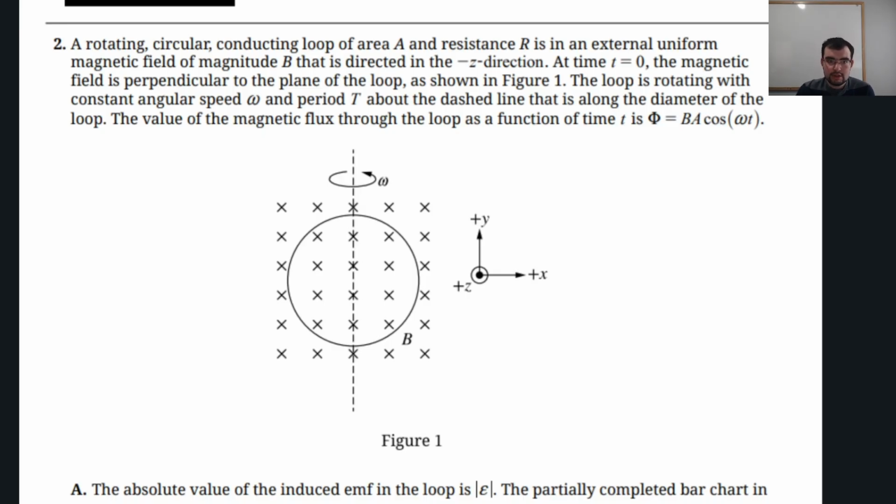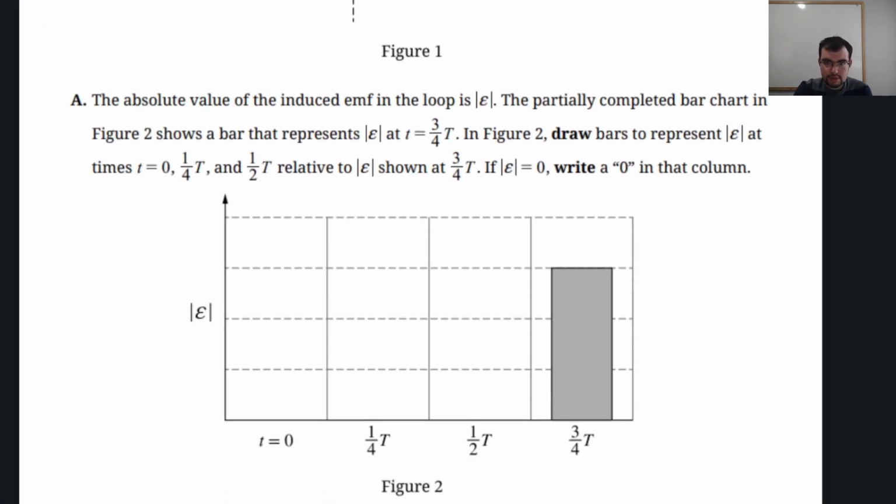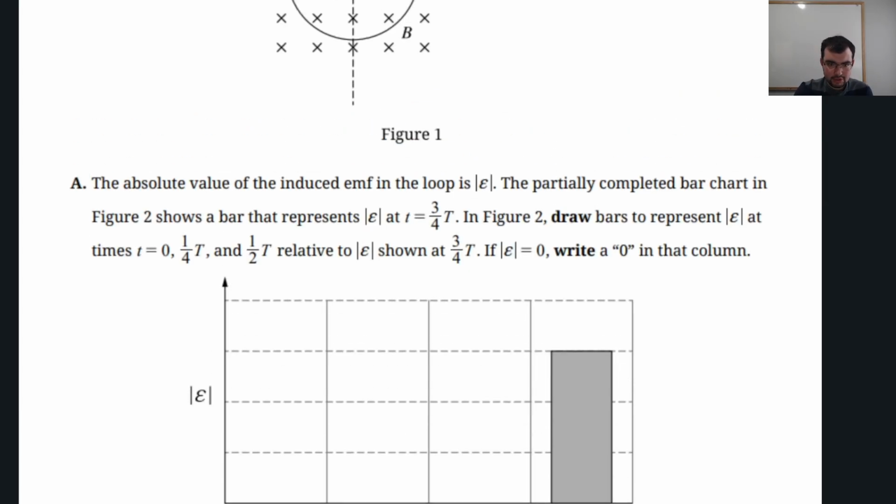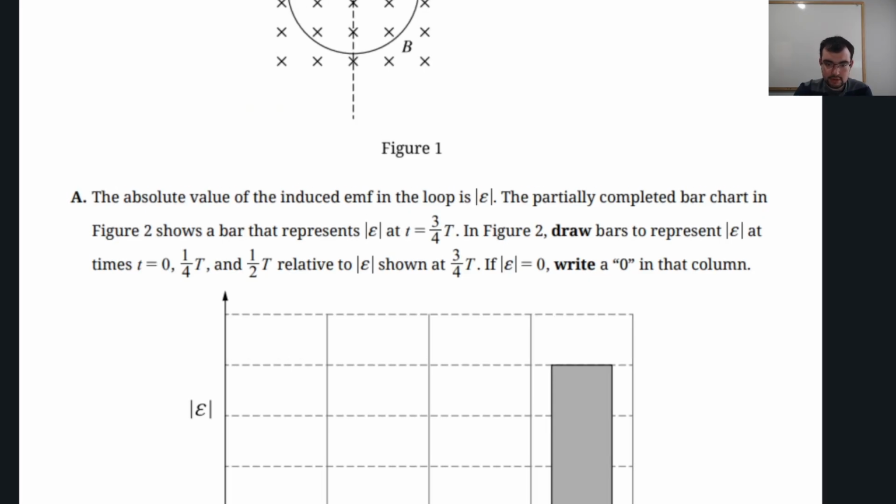A rotating circular conducting loop of area A, resistance R, is in an external magnetic field. It's rotating at angular velocity omega. And we don't even have to do any guessing here. It tells us specifically that flux as a function of time through the loop is BA cosine omega t. So for our TBR, we start with a representation that's not a graph. And here it is an energy bar chart. And we're interested in the induced EMF in the loop at each of these following times.